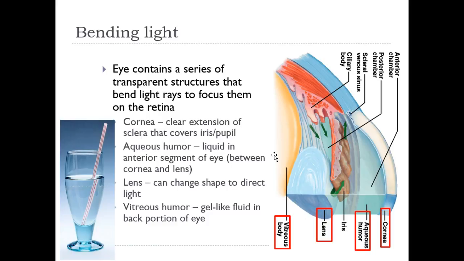The lens will change shape and direction based on light intensity. If the light is too intense, it'll become small. If the light is too dim, it'll become bigger. And then the vitreous humor, if you remember that one, we popped it and the eye deflated. It gives the eye its shape. It's usually in the back portion of the eye, and it again helps bounce some of that light.